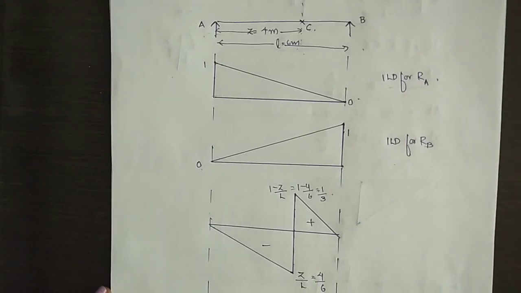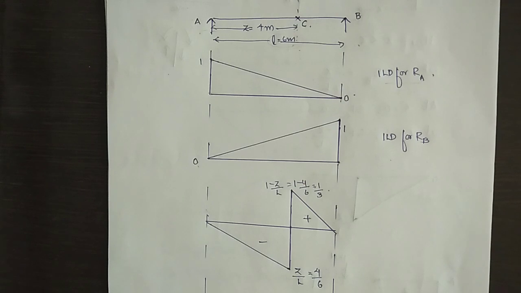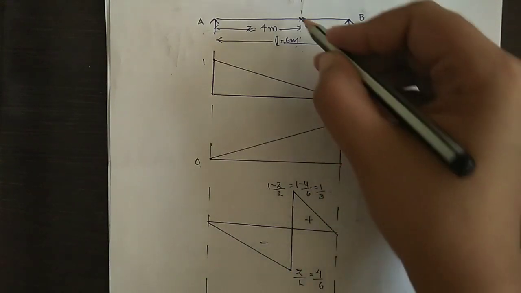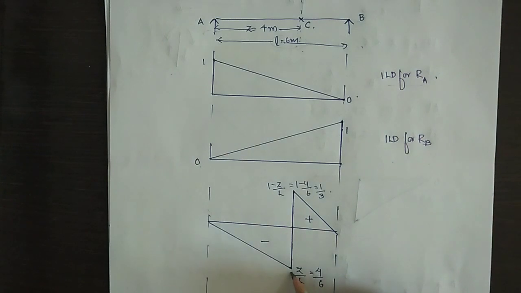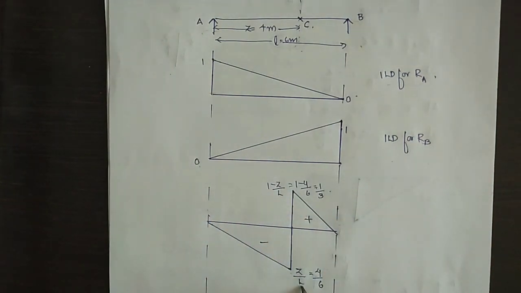Next we are going to plot the ILD for shear force at section. Already we have gone through a trick to draw the shear force. That is, we have to draw a line through this section and join both the ends. Bottom point it is Z by L, top point it is 1 minus Z by L.